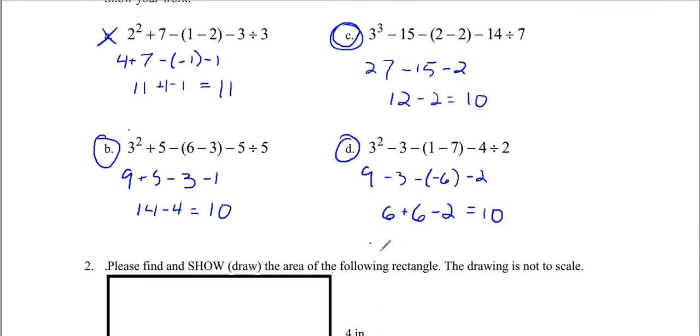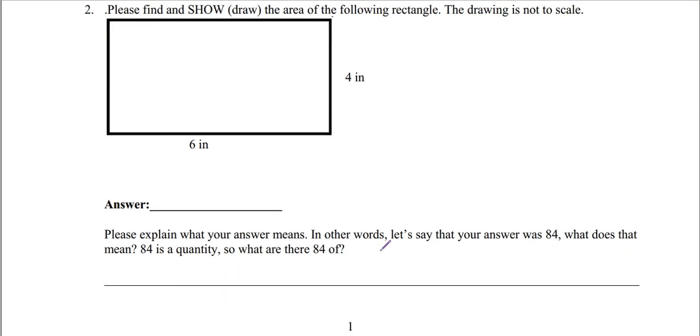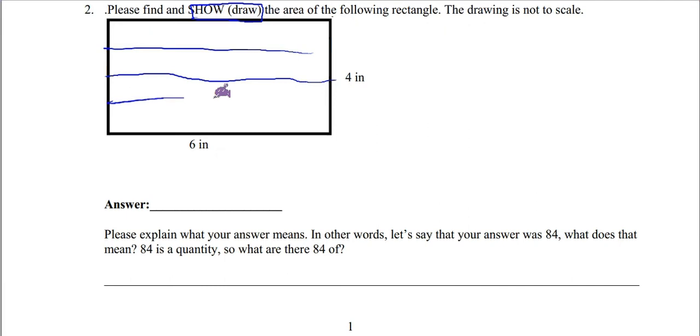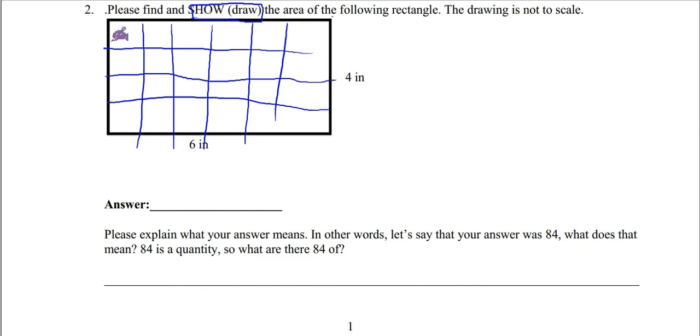All right, moving on. I'm going to show the area of the rectangle. What we have here is a rectangle that is 4 in the vertical direction and 6 in the horizontal direction. We can see that there are 4 rows of 6 squares, meaning that there are 24 inch squares right there.